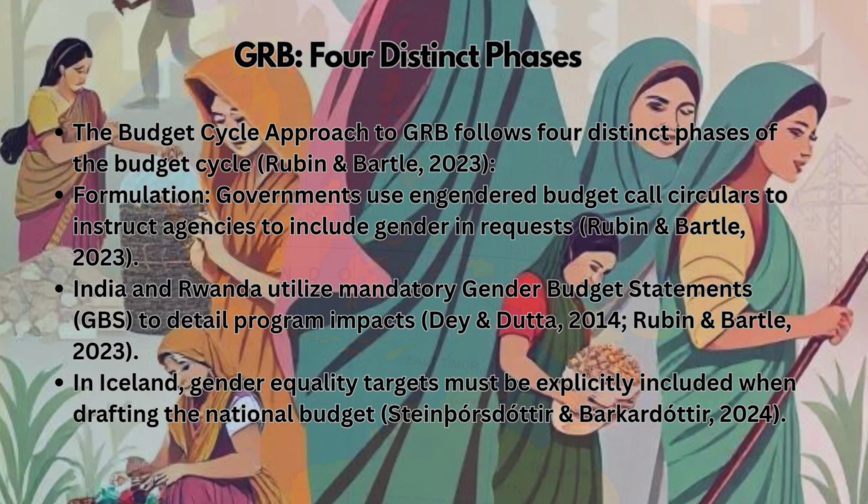Okay, first is the formulation. Governments use engendered budget call circulars to instruct agencies to include gender in requests. In countries like India and Rwanda, they utilize mandatory gender budget statements to detail program impacts. And in countries like Iceland, gender equality targets must be explicitly included when drafting the national budget.